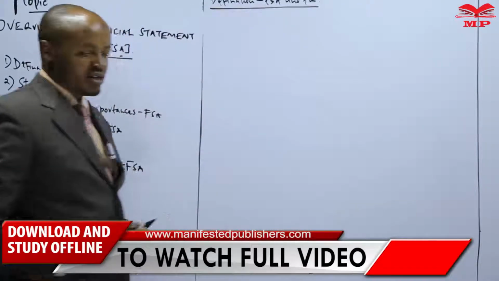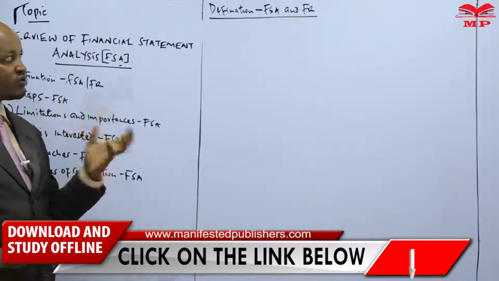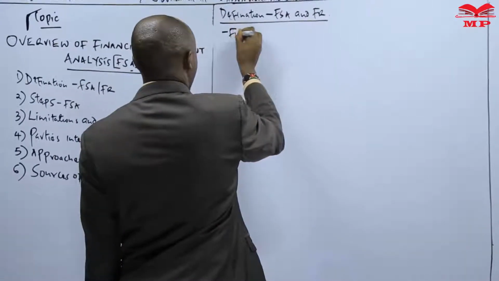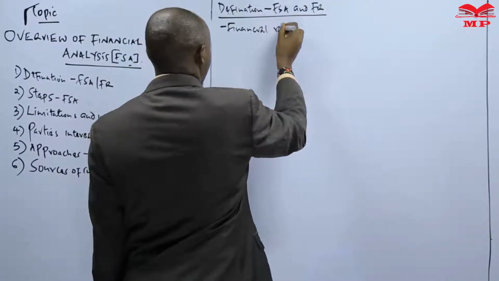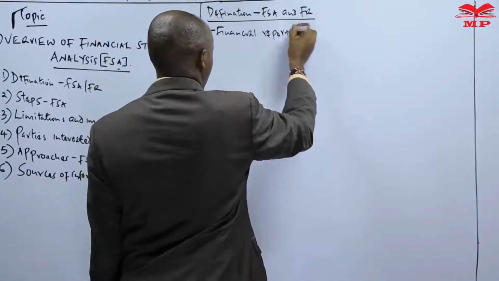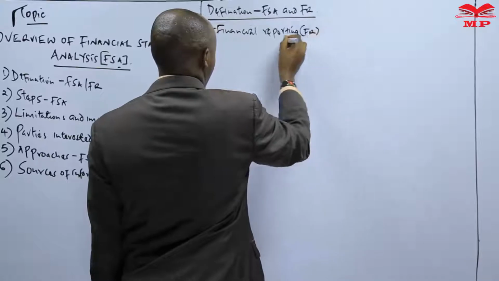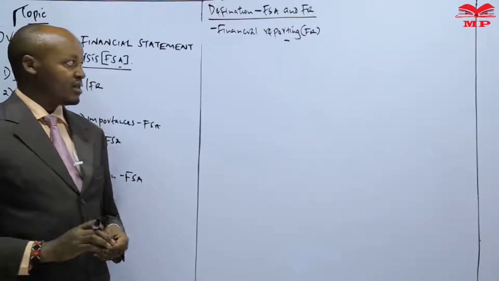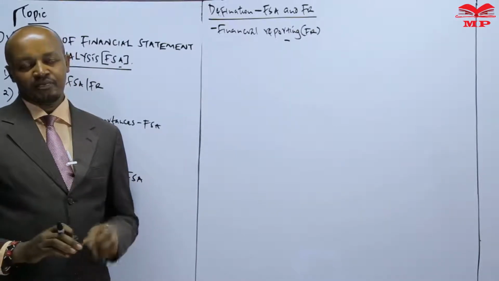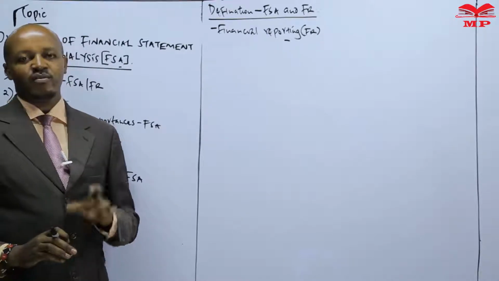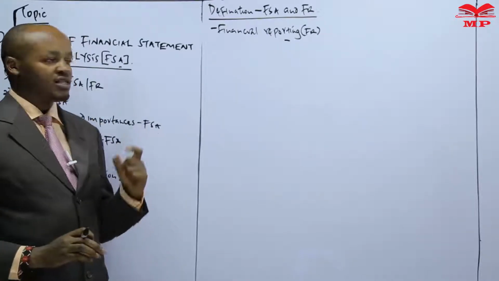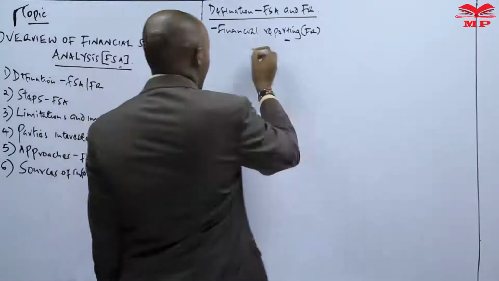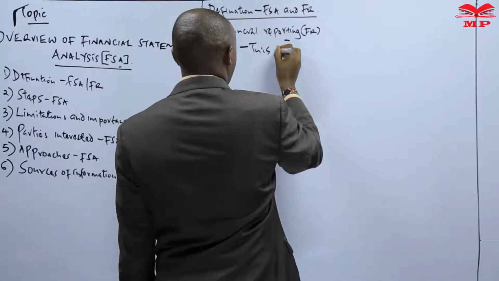Now, as a student, before you even understand what is financial statement analysis, first of all, you need to understand what we mean by the term financial reporting, ordinarily referred to as FR. When we talk about financial reporting, we say that this is the process through which an entity, or basically a company, reports its financial performance, its financial position, and also changes in the financial position at the end of each year.